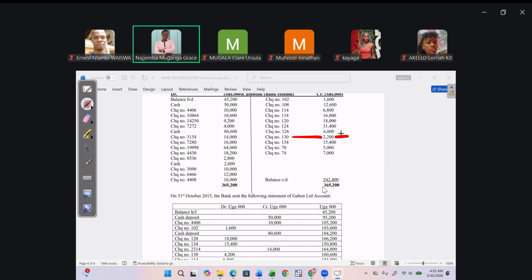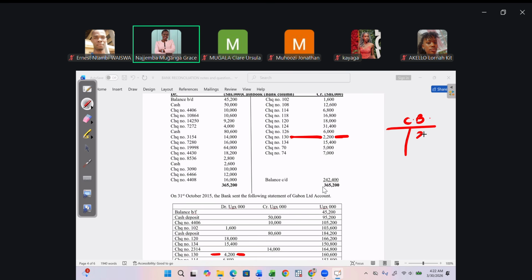That is our cash book, bank column. Check number 130 is 2,200. Then in the bank, check number 130 is 4,200. Should we tick this transaction? So when you come across such transactions in the cash book, it's on the credit side.